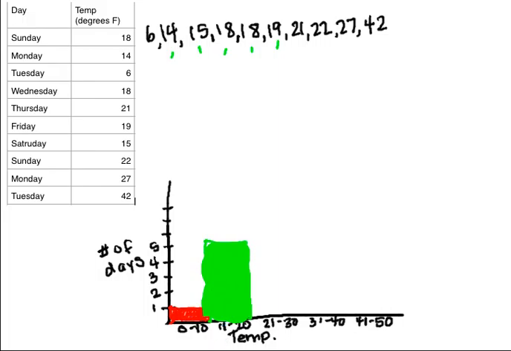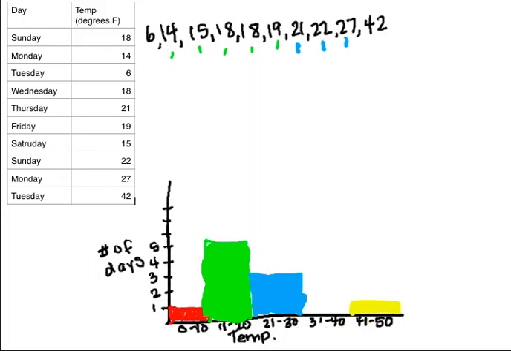Okay, so our next interval is 21 to 30. So we've got 1, 2, 3 days where the temperature was there. So I'm going to make a bar that goes up to 3. Okay. I had no days that fell between 31 and 40, so there's going to be no bar there. And between 41 and 50, I had 1 day. So here's my bar that goes up to 1.